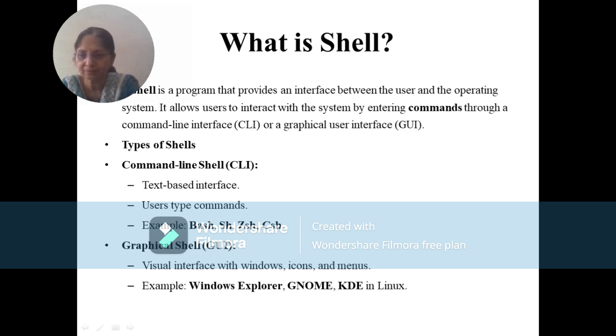Let me take the pen. So shell is a program that provides an interface between the user and the operating system. And what is operating system? Operating system is an interface between the user and the hardware of the computer. So shell is a program which acts as an interface between the user and the operating system.